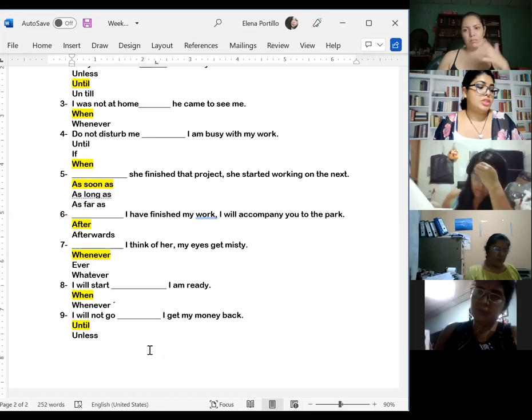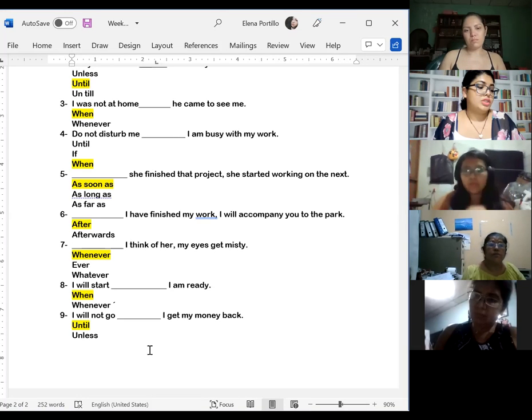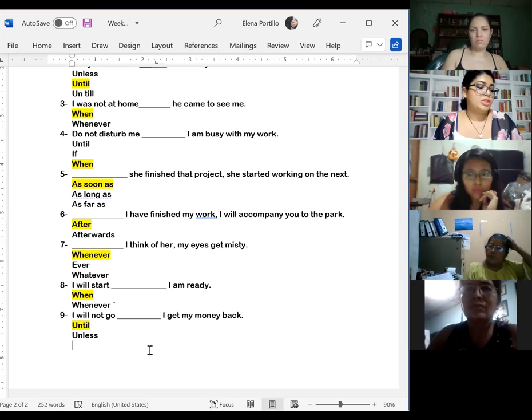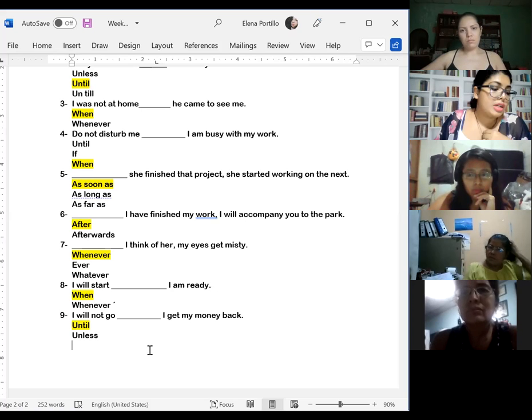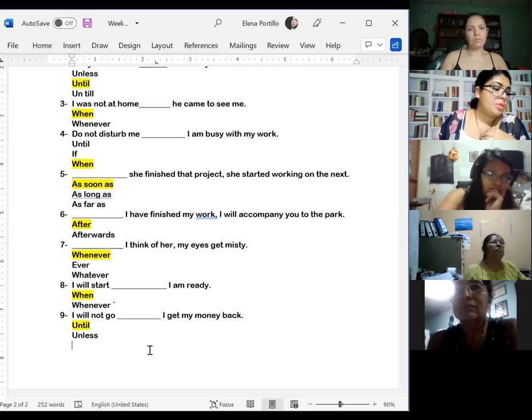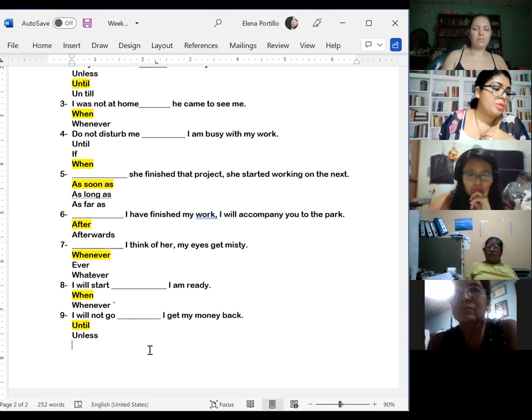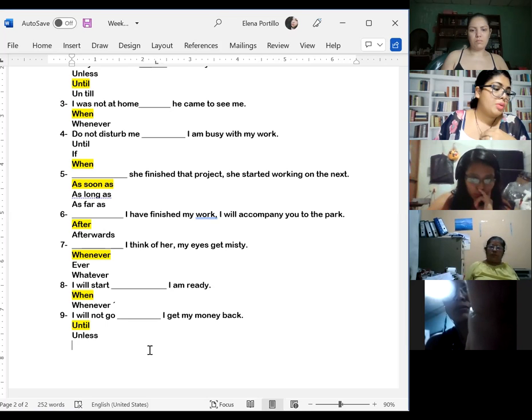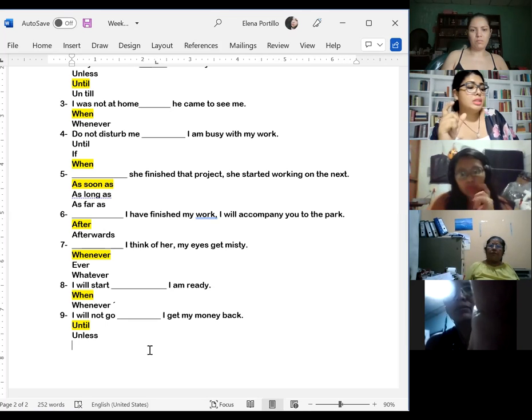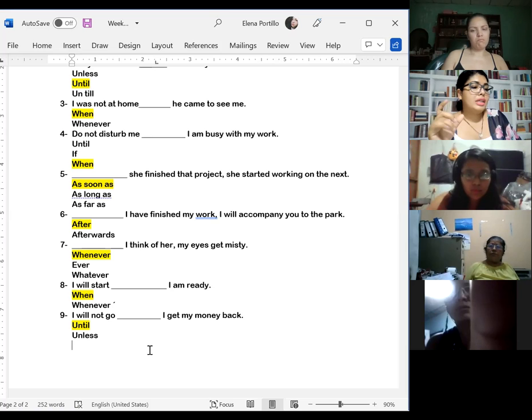Then it says an adverb clause of time can come before or after the main clause. When it comes before the main clause, we usually separate it by a comma. Commas are not necessary when the adverb clause goes after the main clause. So in this case, we are talking about the order of the clauses. These clauses are the sentence. We have two different sentences in one.